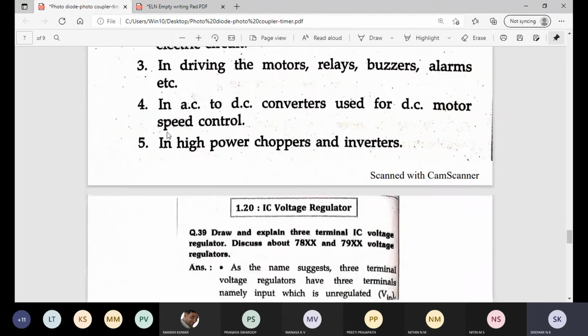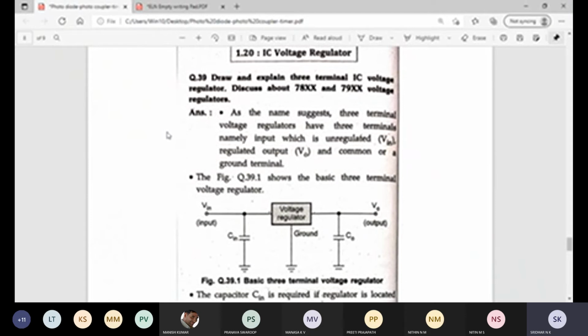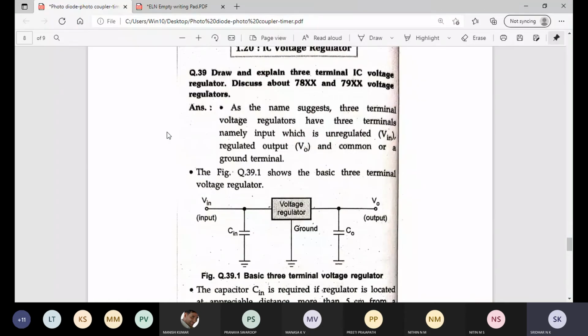Next, we'll move on to the timer and IC voltage regulator. IC means integrated circuit. Generally, ICs have an internal circuit which cannot be seen. It is completely sealed, and only leads, like 4 leads or 8 leads or 16 leads, are taken out of it. Many of you would have seen this. So if you just put one IC, you can get that.